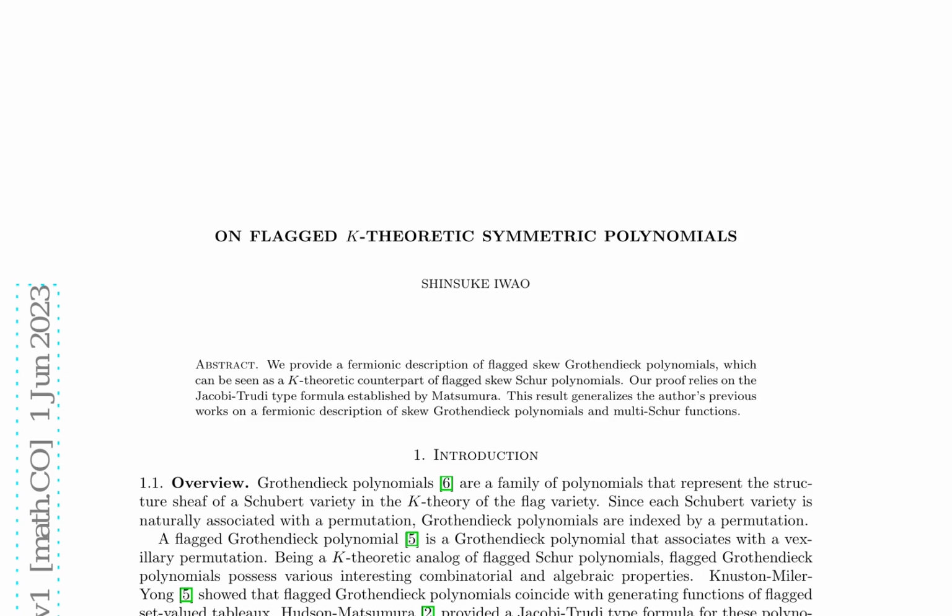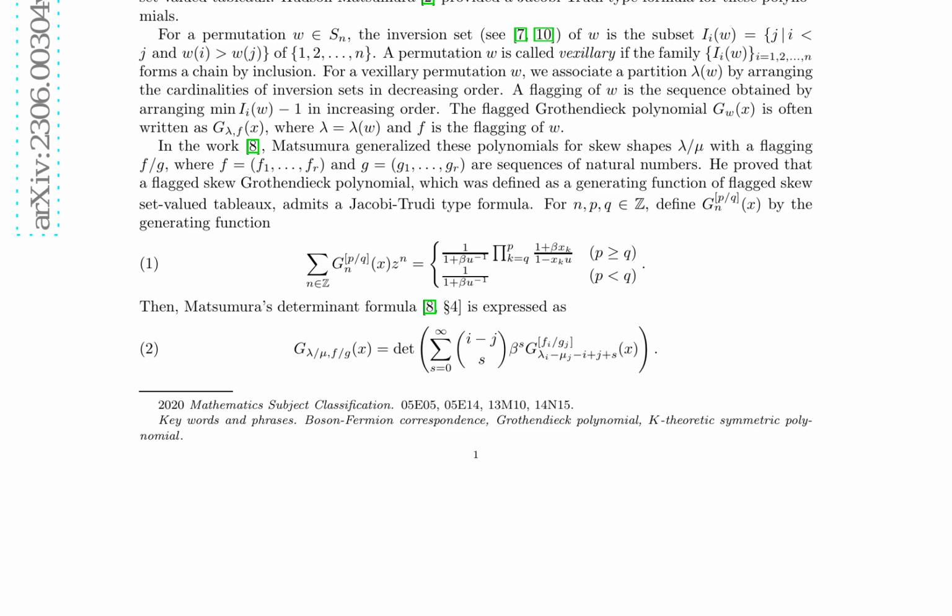The main theorem provides a fermionic description for the flagged Grothendieck polynomial, utilizing concepts from vertex algebras such as fermion-Fock spaces, vertex operators, and vacuum expectation values. The fermion-Fock space F is generated by the vacuum vector |0⟩, and the dual Fock space F* is generated by the dual vacuum vector ⟨0|.